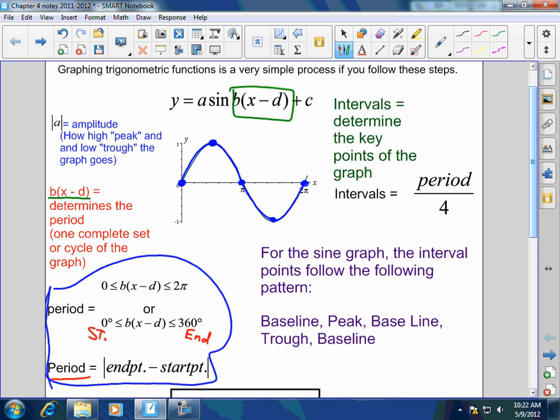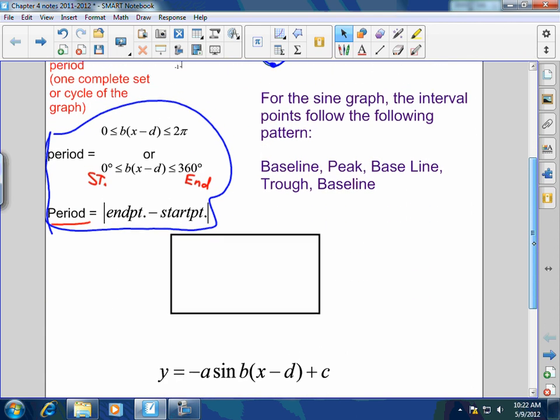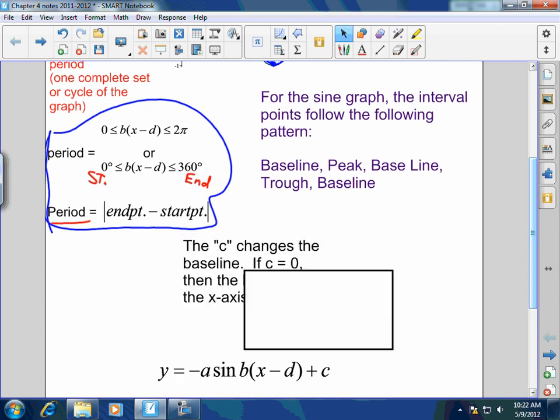So anyways, now the C changes the baseline. Okay? The baseline. When you have a C other than 0, you're going to move your baseline up or down. And I'll show you exactly how to do that. But you got to know that the C is going to shift your baseline. If C equals 0, then the baseline is the x-axis.